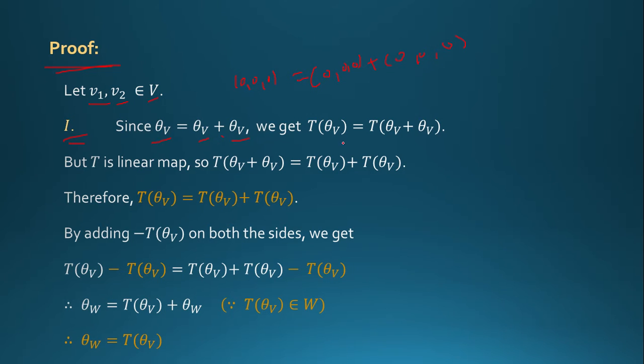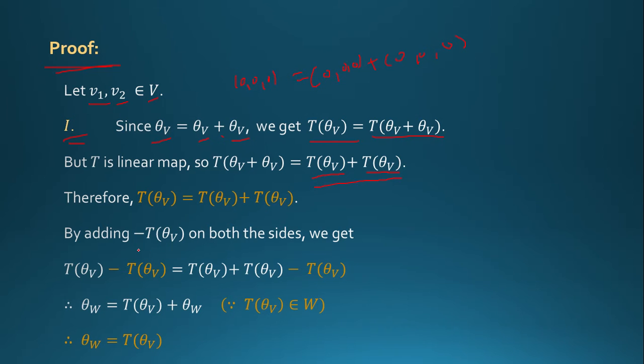Now we apply the transformation, T of 0 vector is equal to T of 0 vector plus 0 vector, but T is linear map, so T of 0 vector plus 0 vector is equal to T of 0 vector plus T of 0 vector. Therefore this is equal to this. T of 0 vector is equal to T of 0 vector plus T of 0 vector.